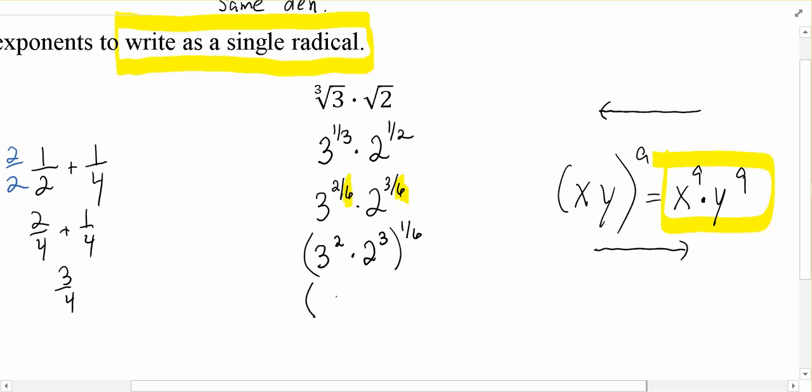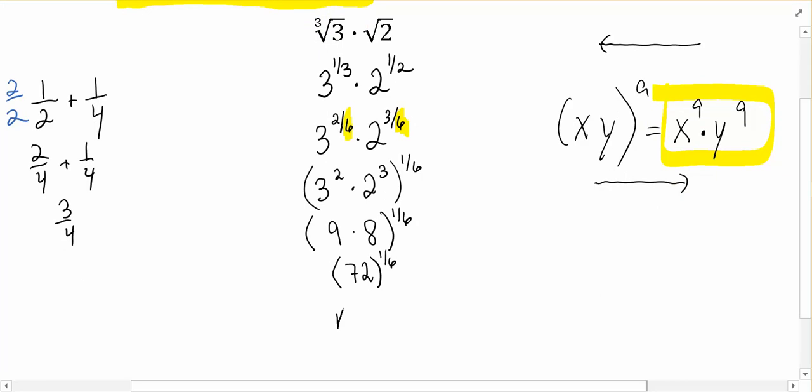3 squared is 9. 2 cubed is 8. And 9 times 8 is 72. So I'm looking at the 6th root of 72. Now I have a single radical. That was my goal.